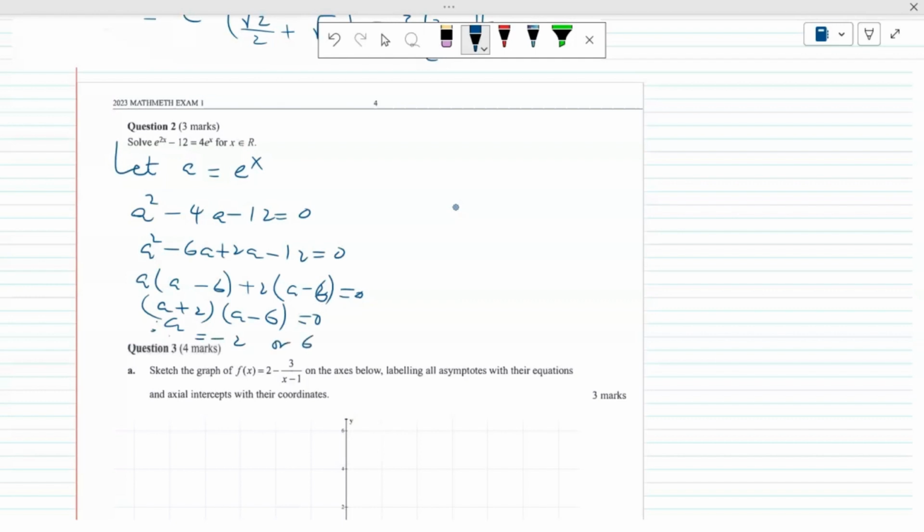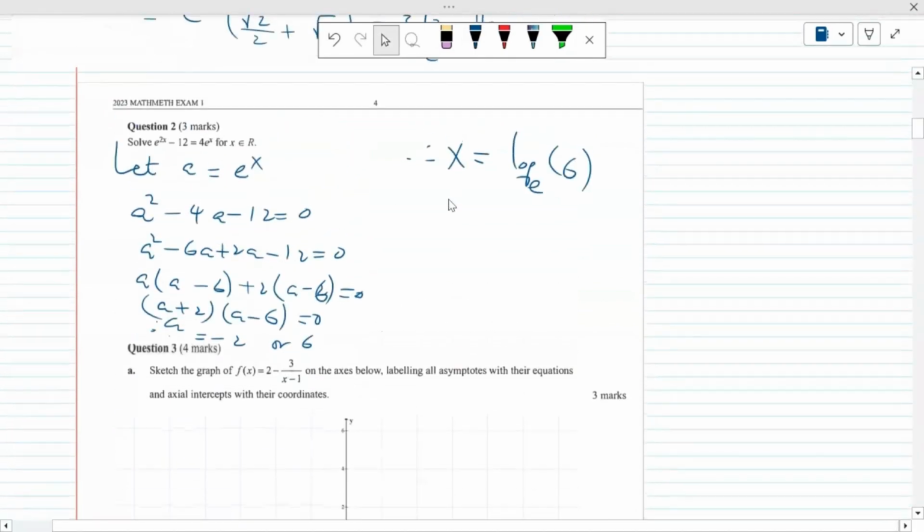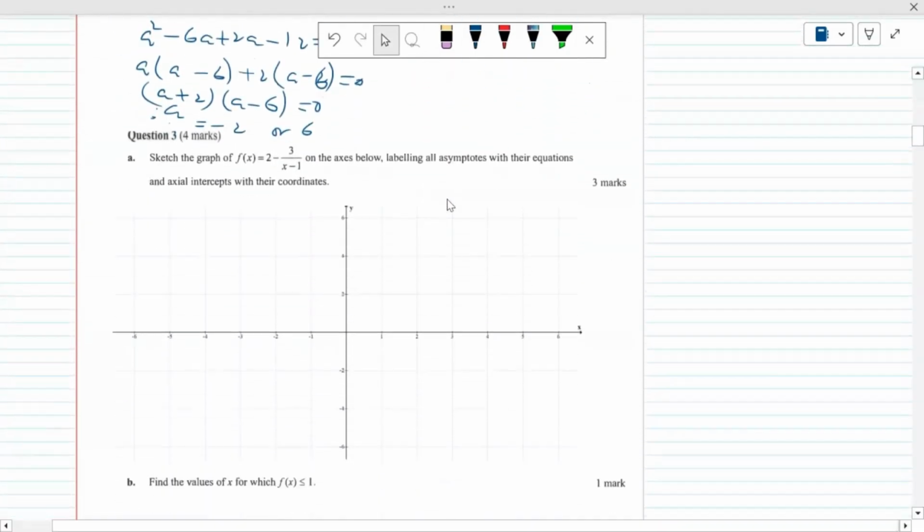The fact that the natural log of a negative number does not exist means x must be the natural log of 6. All right, that finishes question 2, a 2-mark question.